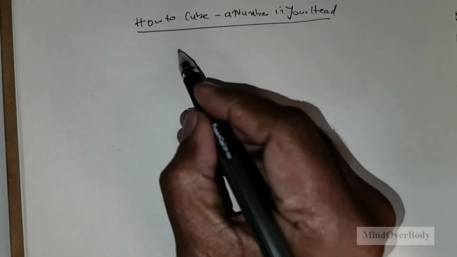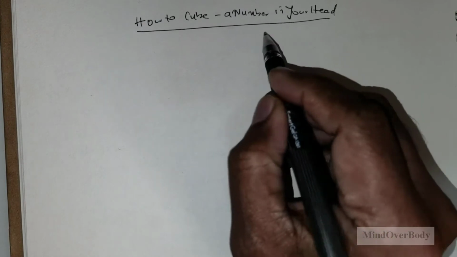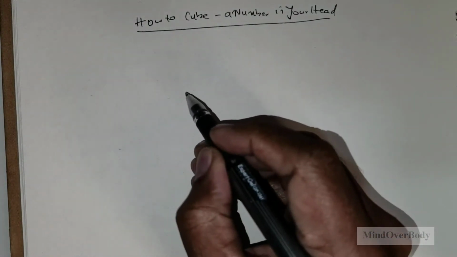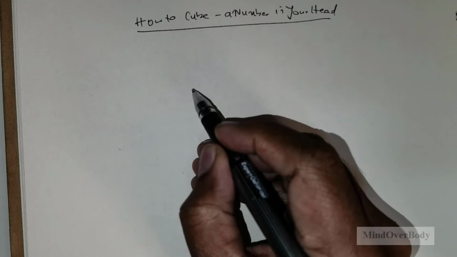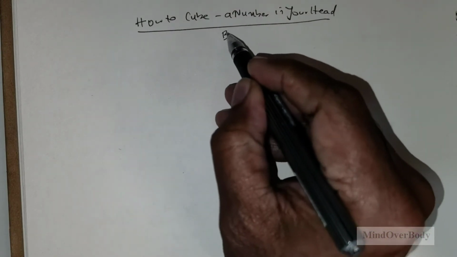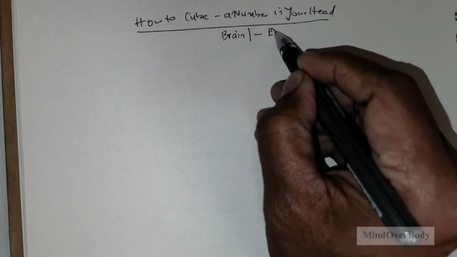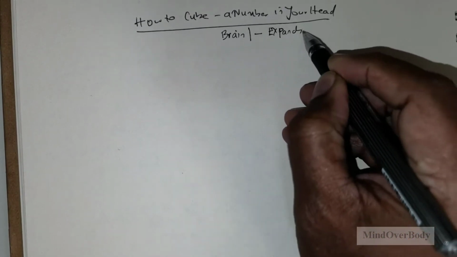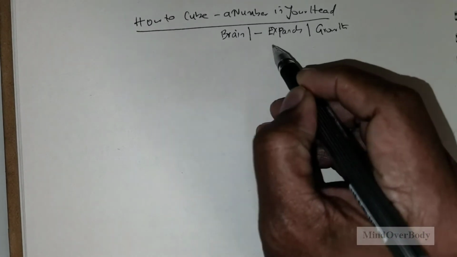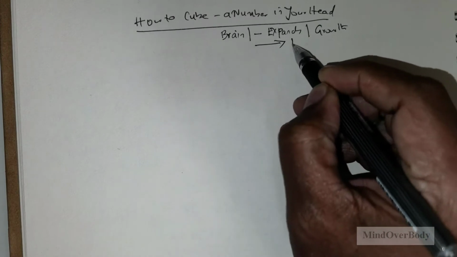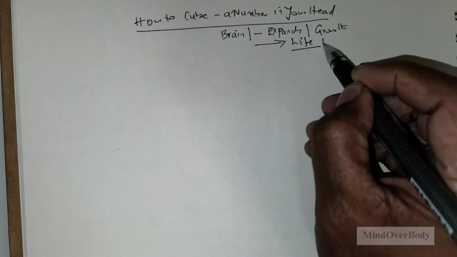Okay, students, you're going to learn how to cube a number faster in your head. Now, why would you want to do this? Remember, every time you use your brain, it expands. It's simple logic. When it expands, what happens? Growth takes place. And with growth, life becomes more abundant.